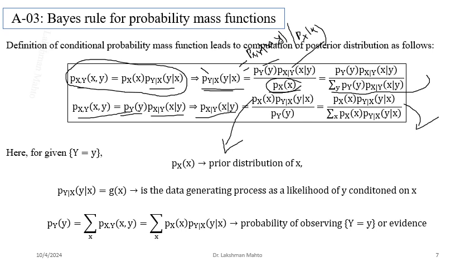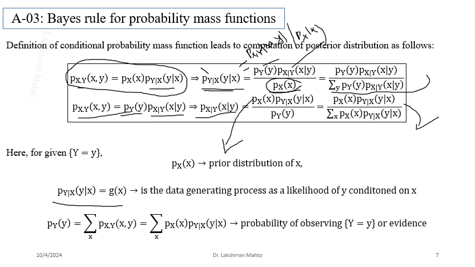And the second component in the numerator, we call it the likelihood of observing y conditioned on x. Once you come up with a prior distribution of x, what does it mean? You know all the possible probabilities of those values of the random variable x under that distribution. With respect to all these probabilities, you try to compute the likelihood of observing y. That's why this function we call the likelihood, or you can also call it the data generating process. And in the denominator, we have the probability of y.